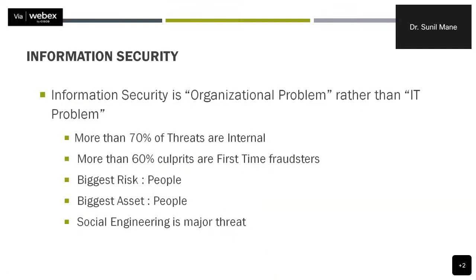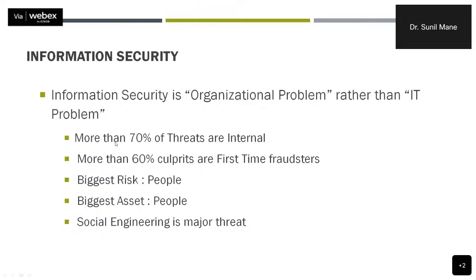Now let us understand information security. What do we mean by information security? Information security is basically an organizational problem rather than an IT problem. IT means information technology infrastructure, which is configured by professionals, and it will behave as per its configuration. So it is not IT's problem; it is a problem of the organization.